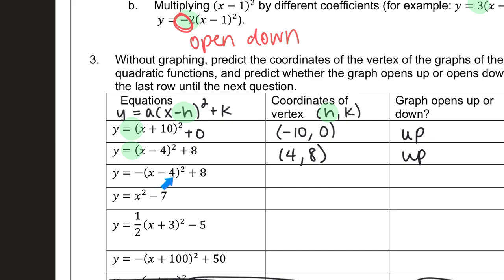Our next one, we take the opposite of our number there. Because we have a -4, the vertex x value is 4. And we take this y value here, which is 8. So we still have 4, 8. It's the same vertex as the last one. But now we do have that negative sign out front. So that means this graph is going to open down.